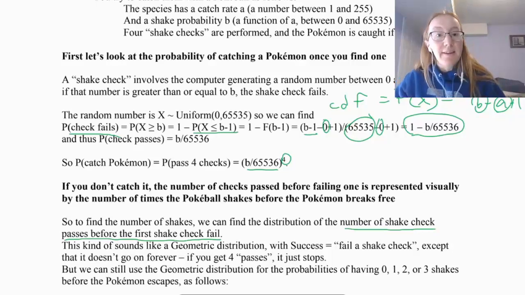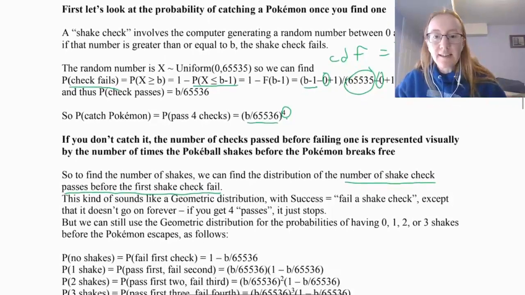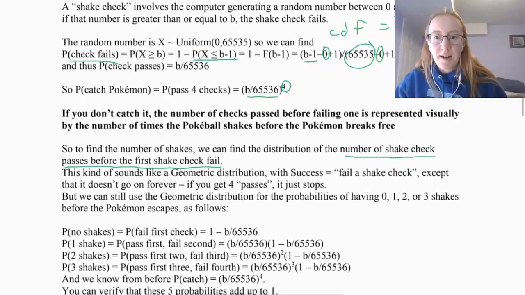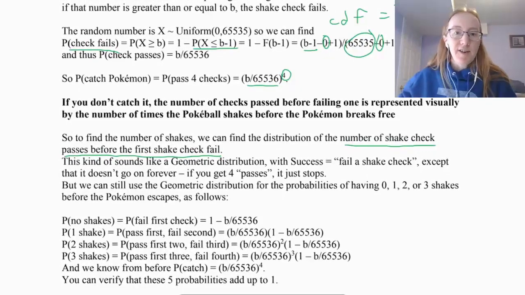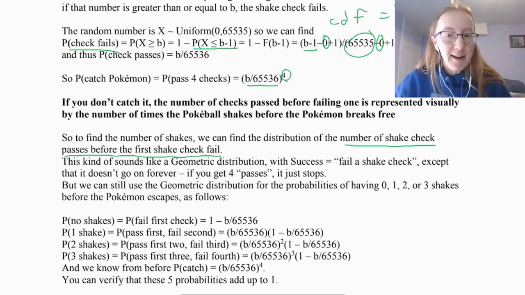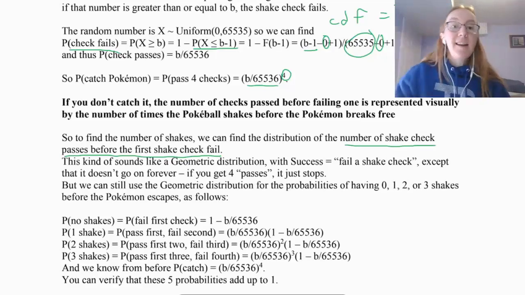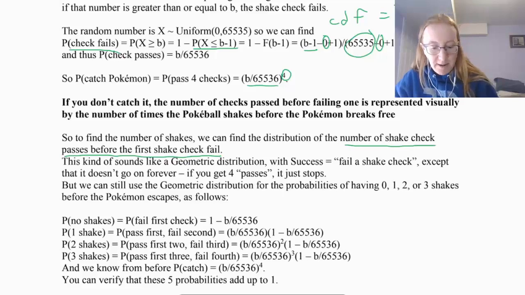So we can figure out for each of those possibilities what is the probability of that number of shakes. So the probability of the Pokeball shaking 0 times means it fails the first check. So we know what that is already. The probability of 1 shake is the probability of passing the first and then failing the second. So we have the probability of passing here and then failing here. And then we can keep going. Here we have passing squared and then failing, and here we have passing cubed and then failing.